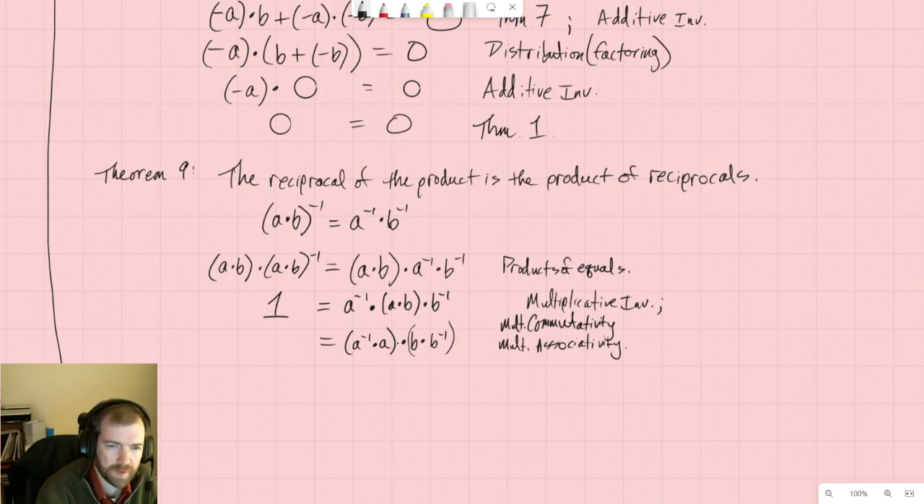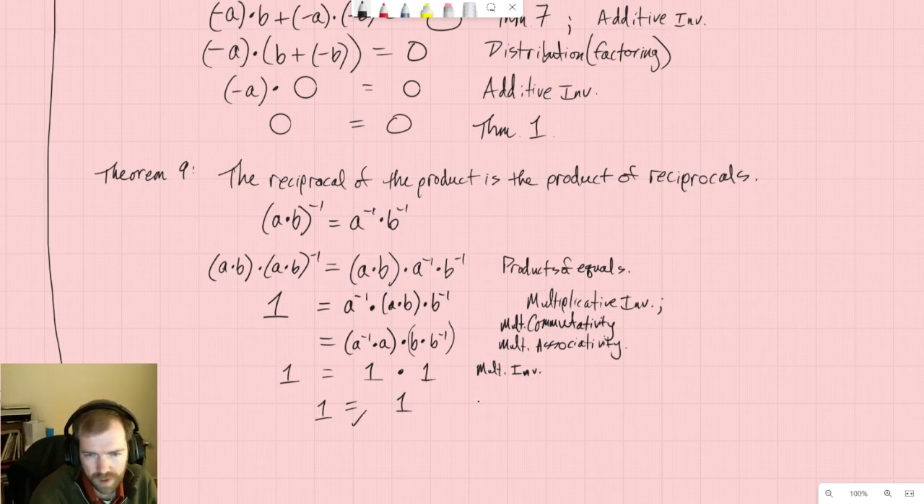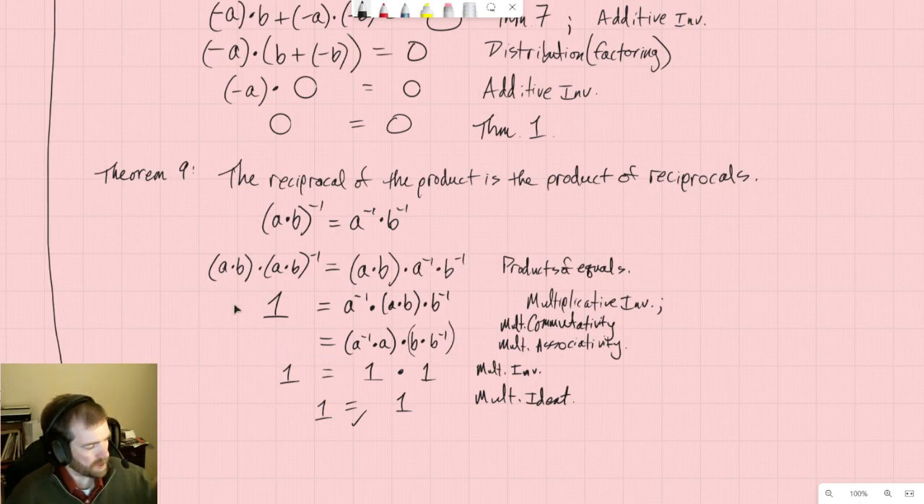So b multiplied by all the rest of this stuff times b to the negative first, we can then group the last two together. So this is going to be 1 here, and this is going to be 1 here, and we're multiplying, and so 1 times 1 equals 1. We know this from multiplicative inverse. And then 1 times 1 is equal to 1. 1 equals 1 is a great big check. And that is going to be allowed through multiplicative identity. Okay, so that gets us through Theorem 9. Awesome.